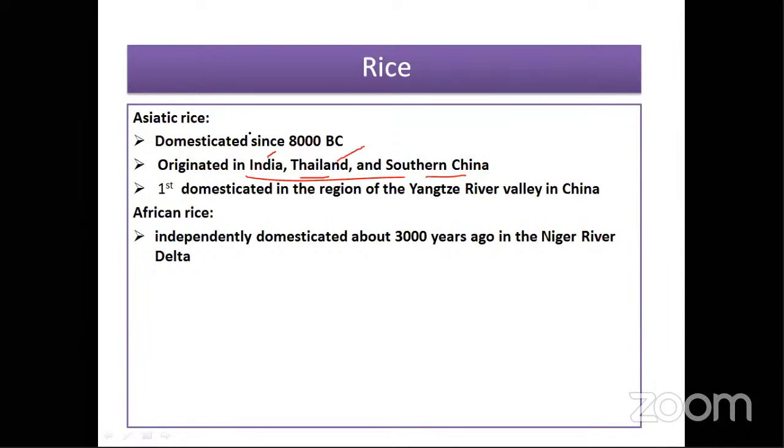Okay, so Asiatic rice is believed to have been domesticated near the Yangtze River Valley in China. From there it was first domesticated, and later on it spread to other regions. Then coming to the African rice, it was independently domesticated. Means Asiatic rice was domesticated somewhere in Asia, and African rice was domesticated in Africa, on the Niger River Delta.